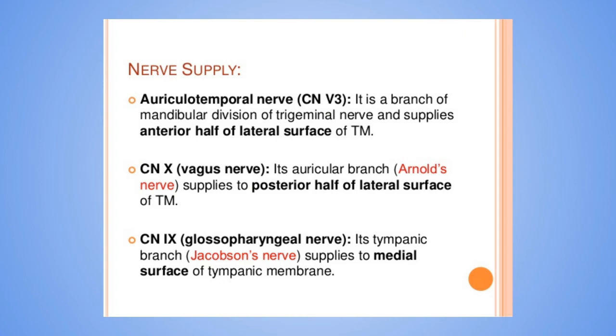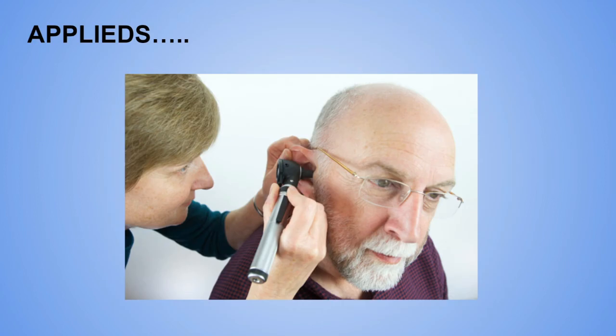The inferior surface is basically supplied by the tympanic branch of the glossopharyngeal nerve through the tympanic plexus. Now, over here, remember, the auricular branch is also known as the Arnold's nerve, and the tympanic branch of the glossopharyngeal nerve is also known as the Jacobson nerve. Now, the very important applied aspect of the external ear and the tympanic membrane.